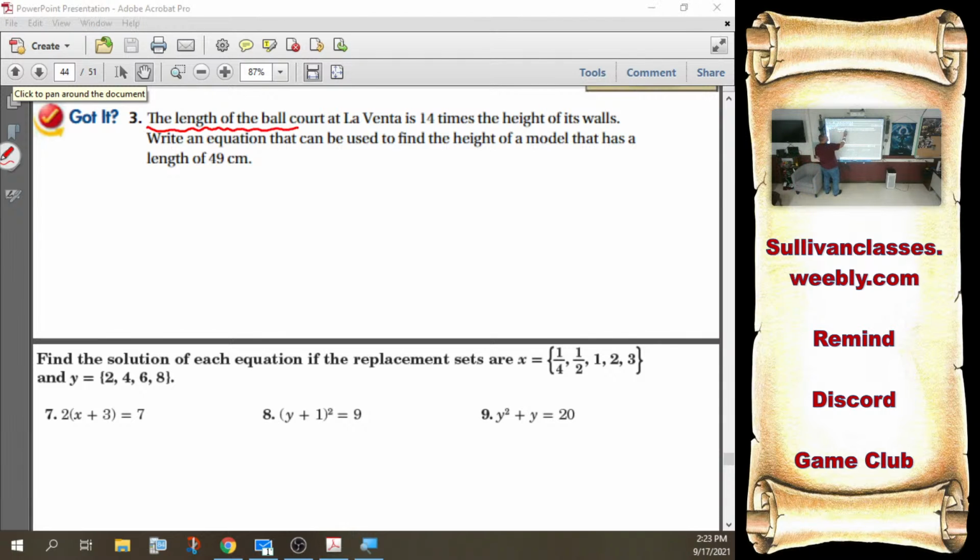The length is 14 times the height. They say it right there. The length is 14 times height. I'm going to use variables for now because I don't know what either of them is. Write an equation that can be used to find the height. Cool. Check. Got it. Of a model that has a length of 49 centimeters. So 49 replaces my L.